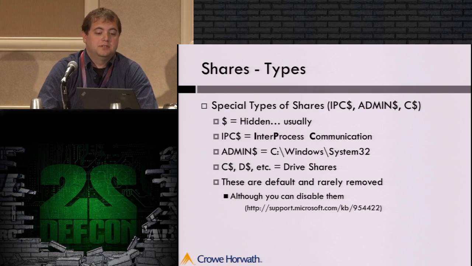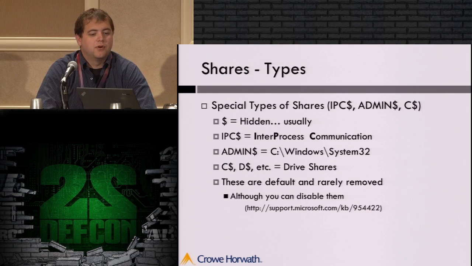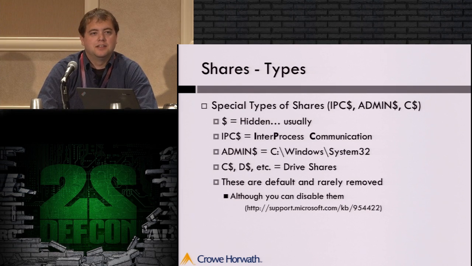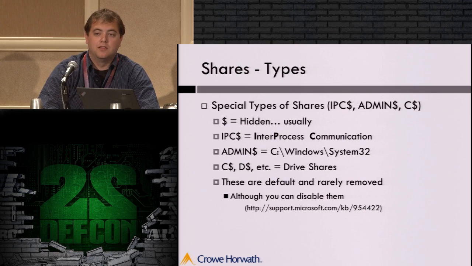So share types. Probably everyone has seen these before. If you see a share with a $ at the end, unless somebody's done something a little funny, that typically means it's hidden, doesn't show up unless you go looking for it or has a tool that pulls it specifically. The other share that you'll see everywhere is IPC$. It's inter-process communication. This actually is where all SMB sessions start.